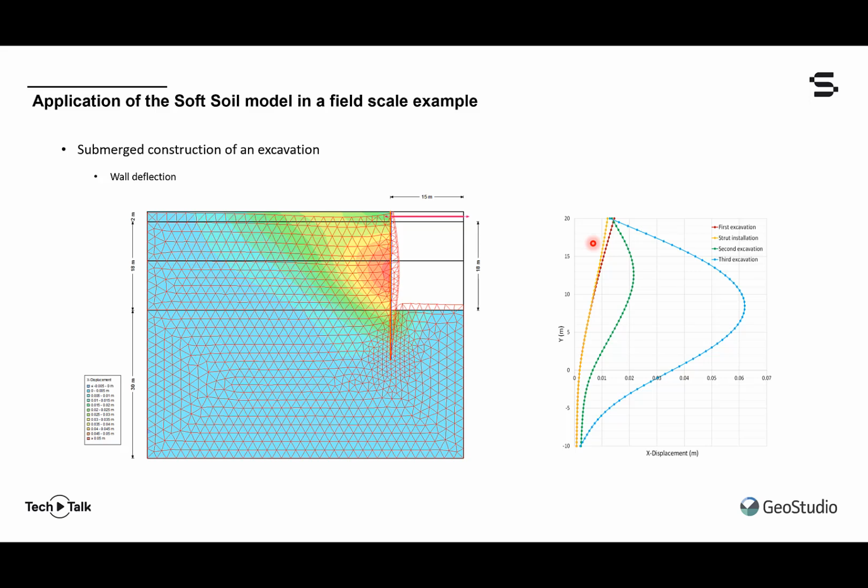In addition, the maximum deflection of the wall is at about 22 millimeters after the second excavation, and then finally 62 millimeters at the end. And so the deformed mesh of the model, as well as the X displacement contours, which are shown here, indicate that the maximum final deflection occurs just about or just below the mid height of the wall.